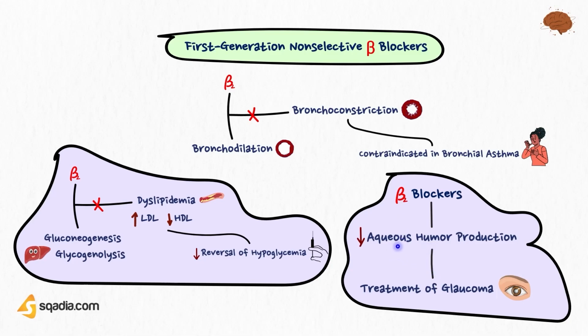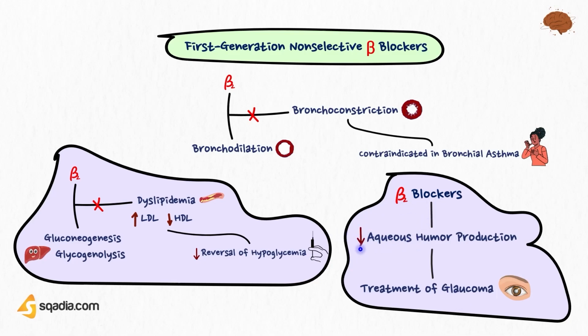Now, aqueous humor is basically a clear watery fluid that fills the anterior chamber of the eye, which is the space between the cornea, the frontal part of the eye, and the lens. It is one of the several fluids present in the eye and plays a crucial role in maintaining the health and function of various eye structures. Now, in glaucoma, it is increased.